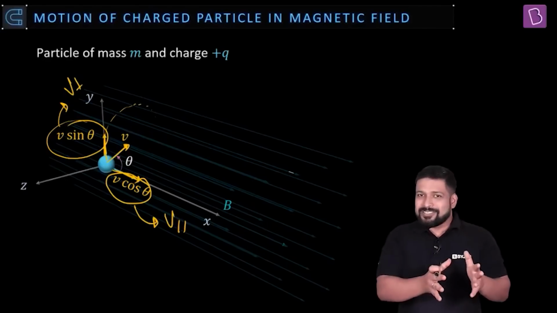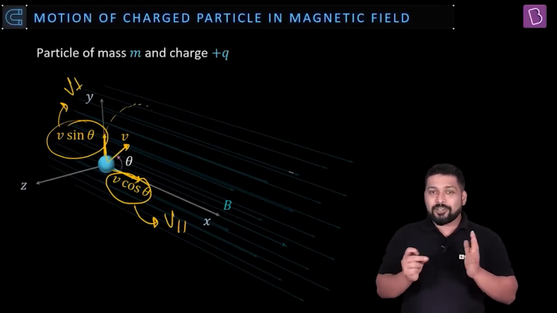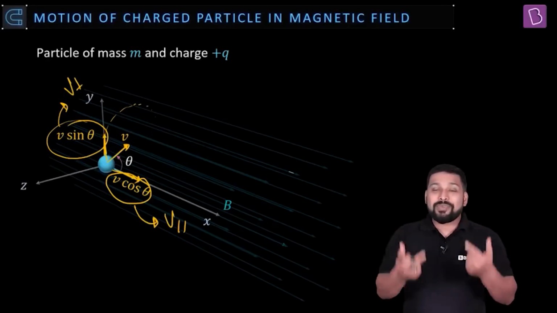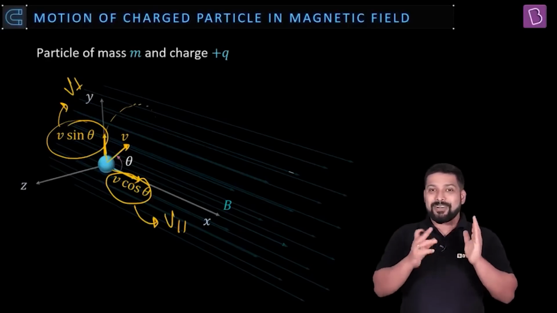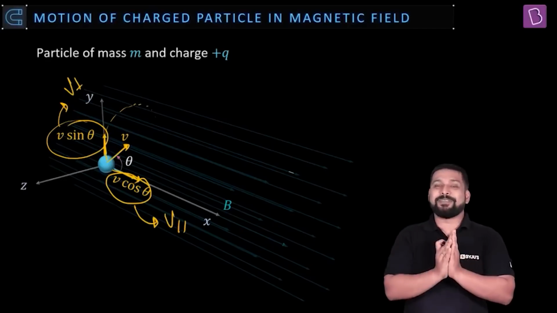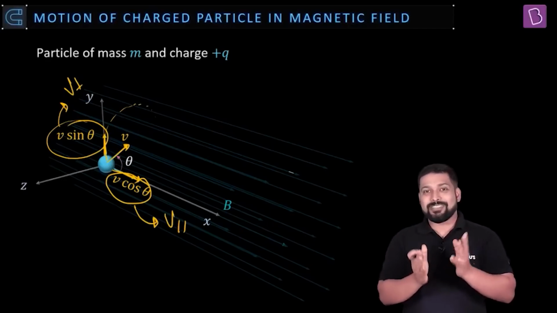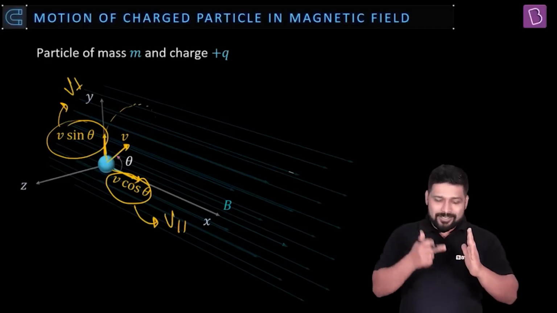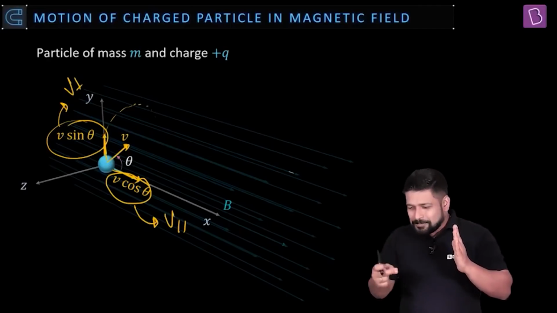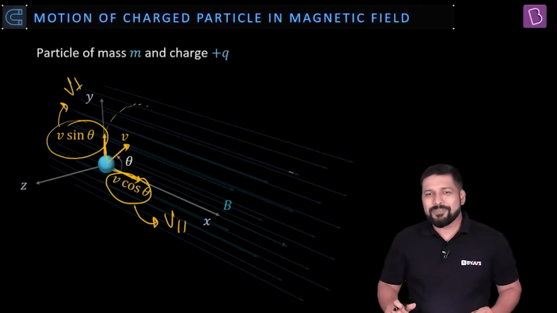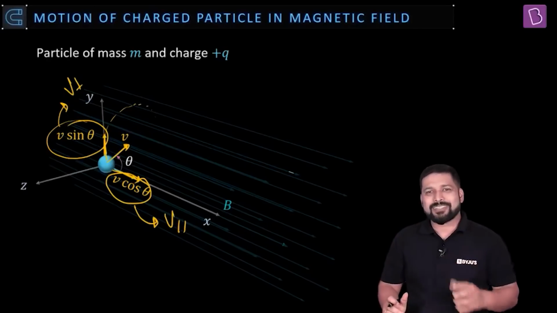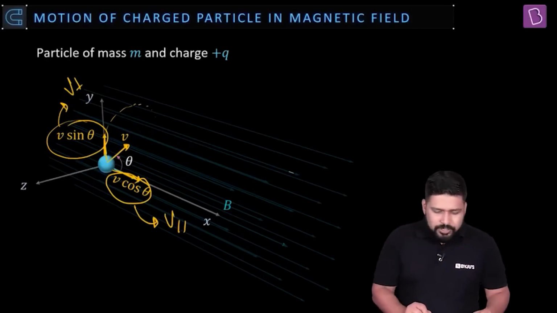So at the same instant, it has to do both things, correct? Because of v cos theta, it has to go forward, as well as because of v sin theta, because this component is perpendicular to the direction of the magnetic field, there is a force which is applied, and this force is making it move in a circle. So this is how, like a spring, the trajectory looks.